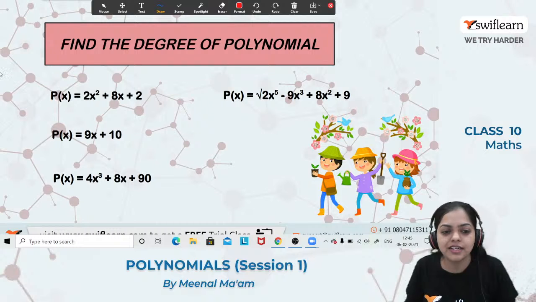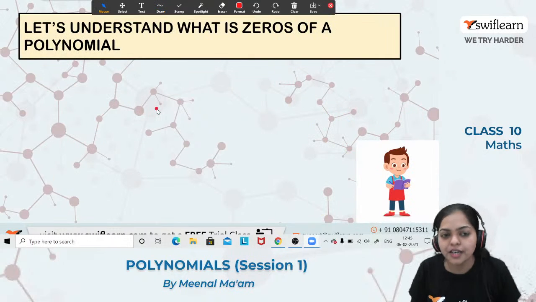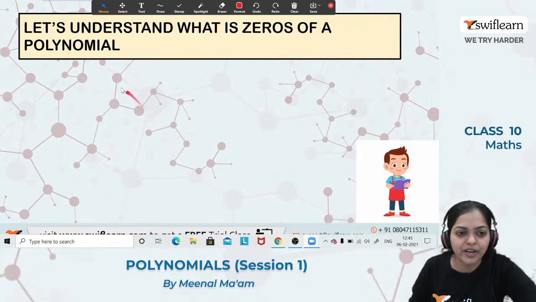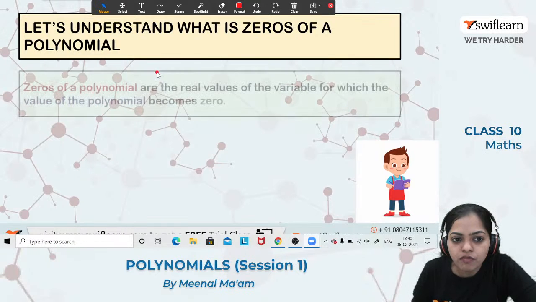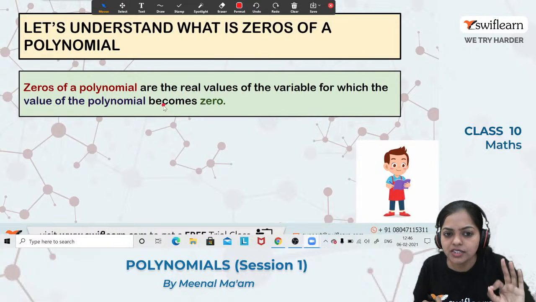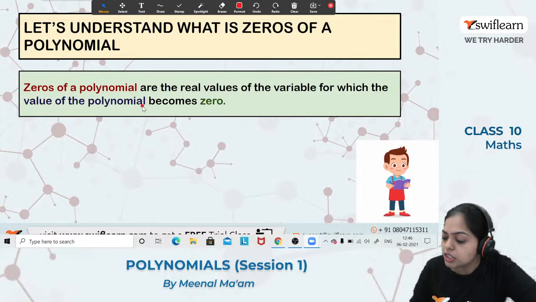Let's move on to the next slide. Now let's understand what is the zero of a polynomial. Ready everyone? Zeros of a polynomial are the values of a variable for which the value of the polynomial becomes 0. In simple words, the zero of a polynomial is the value for which the whole polynomial expression becomes 0.